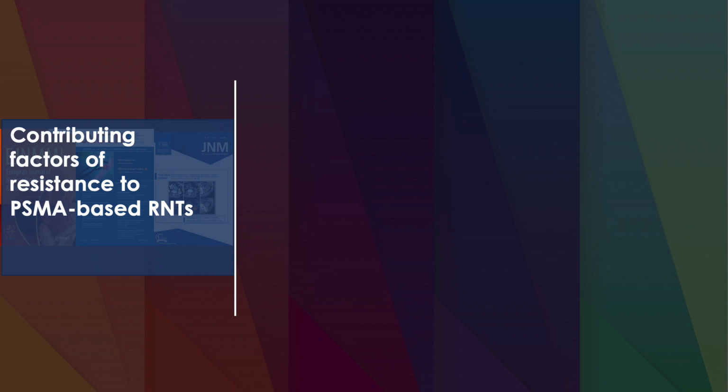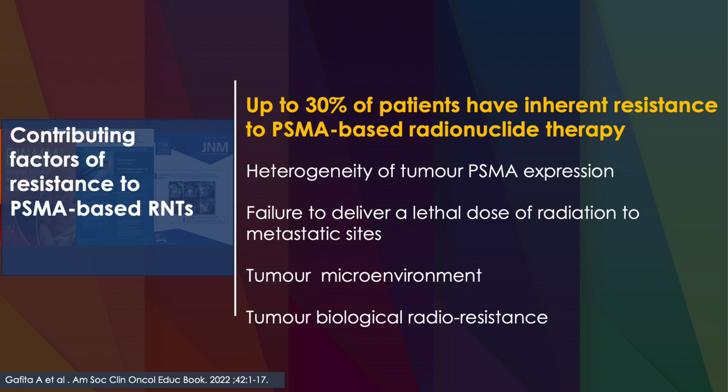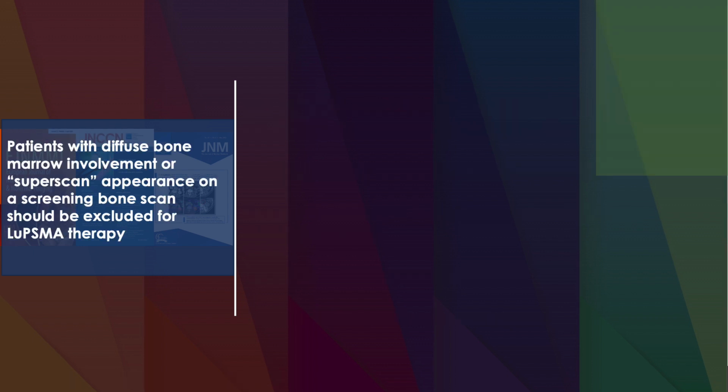toxicity to these organs. Contributing factors of resistance to PSMA based treatment: as I said before, approximately 30% of the patients will have inherent resistance to PSMA based radionuclide therapy. So 30% may not respond, which could be due to heterogeneity of tumor PSMA expression, or failure to deliver a significant lethal dose of radiation to the metastatic sites. Tumor microenvironment may play a significant role. Tumor biological radioresistance can also be problematic. And because of these four hypothetical features or hypotheses, nearly 30% of the patients will have inherent resistance to PSMA-based therapies.